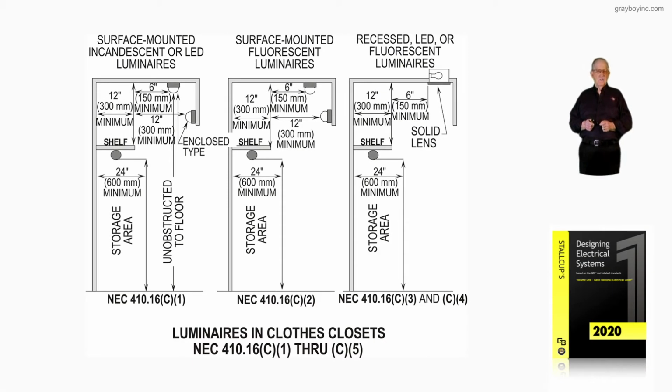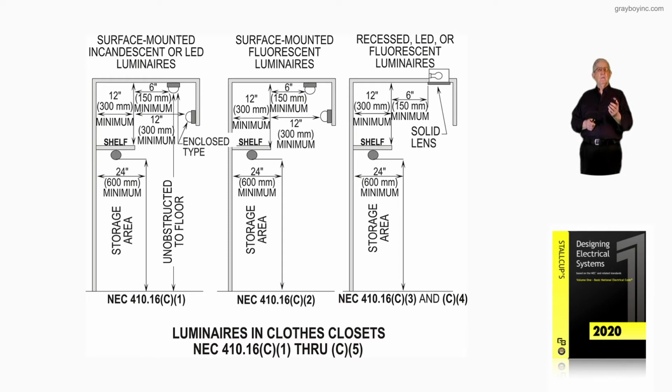Now, this illustration deals with luminaires that are installed in clothes closets, in accordance with NEC 410.16 C1 through C5. Reviewing the illustration to the left, NEC 410.16 C1, notice you have a shelf there, and 24 inches out is the measurement for the rod.